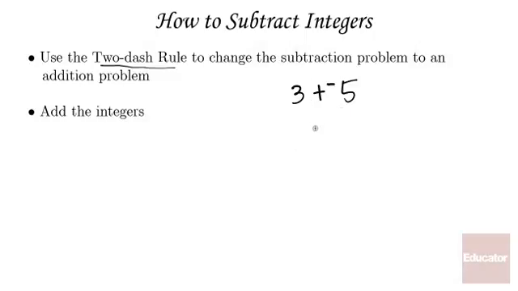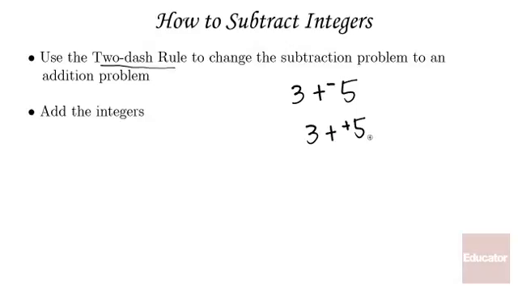So another example, if I have 3 minus negative 5, well, this is a minus, this is a negative. So the first dash is going to make this minus a plus, and then since I have to make 2 dashes, this is already a negative. So then my second dash would be to make that a positive. So 3 minus negative 5 would be the same as 3 plus 5.